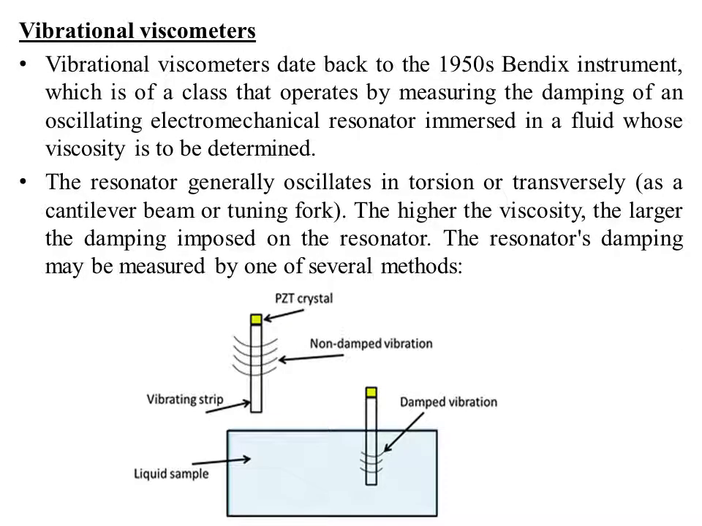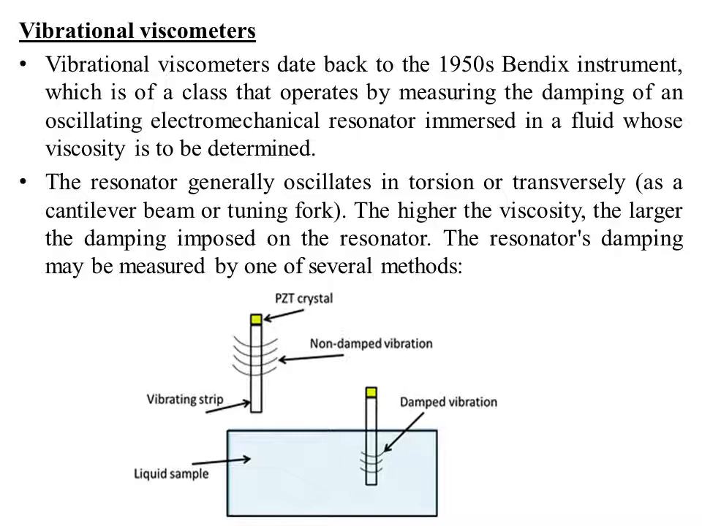Next one is the vibrational viscometers. These are also similar to the oscillating viscometers. These vibrational viscometers date back to the 1950s, which is a class that operates by measuring the damping of an oscillating electromechanical resonator which is immersed in the fluid whose viscosity is to be determined. The resonator generally oscillates in torsion or transversely, and the higher the viscosity, the larger the damping imposed on the resonator. The resonator's damping may be measured by one of several methods.